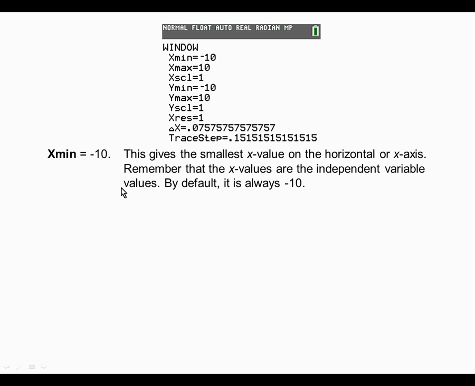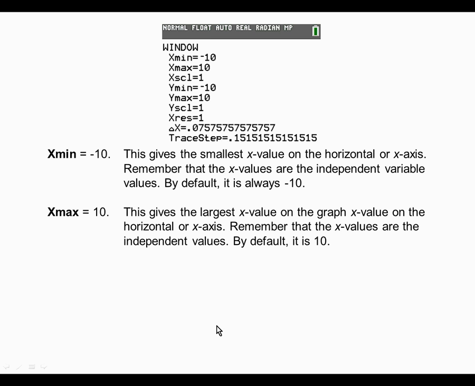Okay, X-min equaling negative 10. That's what it is in this situation. This gives the smallest x value on the horizontal or x-axis. Remember, the x values are the independent variable, so by default it's always negative 10. Now in certain situations, like physical situations where the independent variable cannot be negative, you might want to set x-min to be 0. That way you're not seeing stuff that doesn't matter.